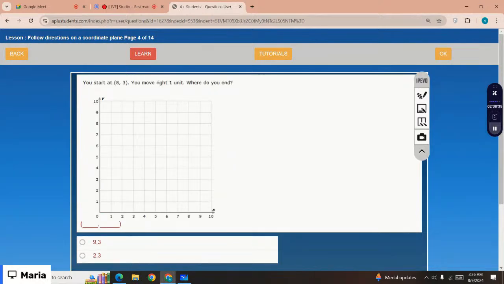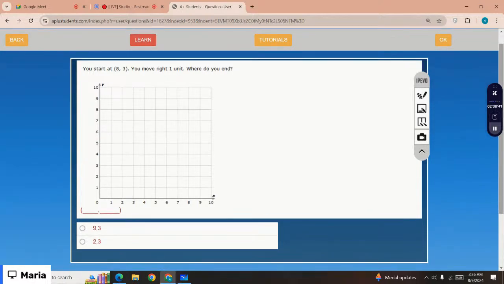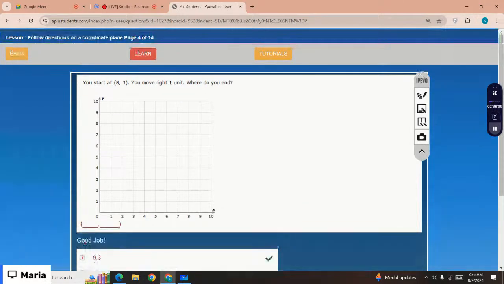Start at 8, 3. You move right 1. Where do you end? So, which is the correct option? You moved right, right? So, the correct option is 9, 3. Option number 1 is the correct option.